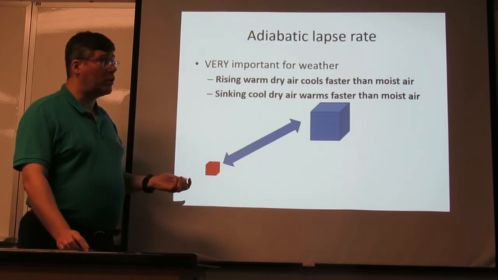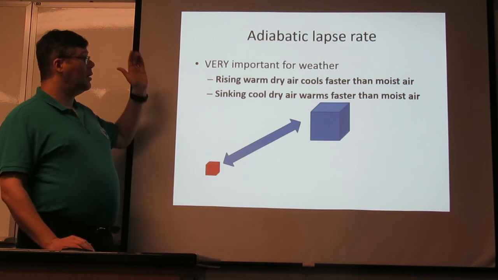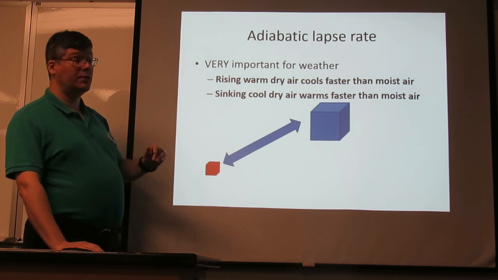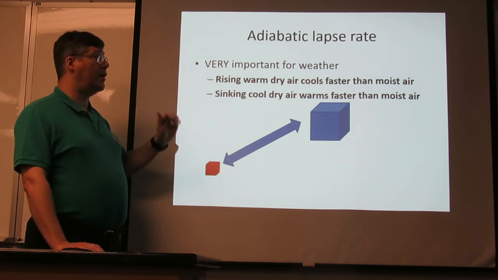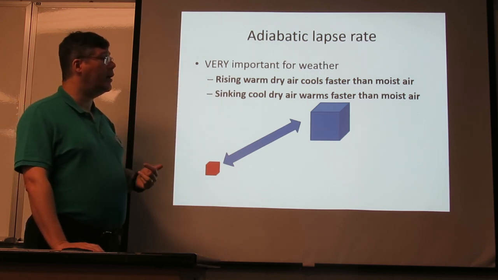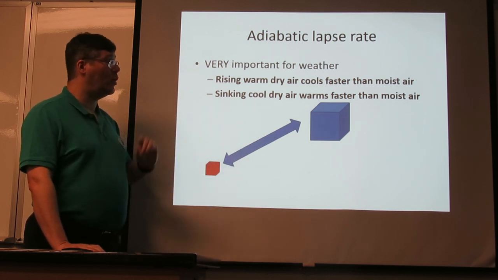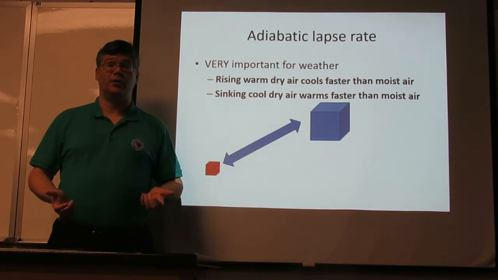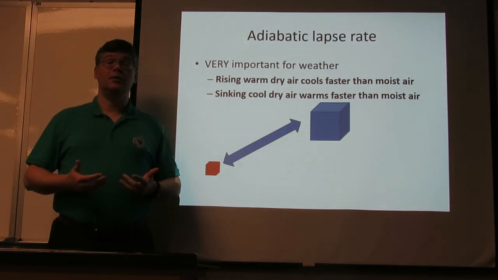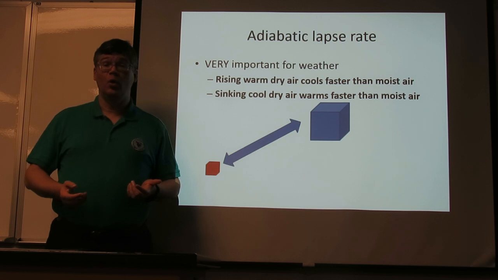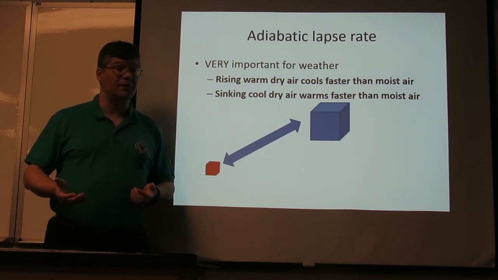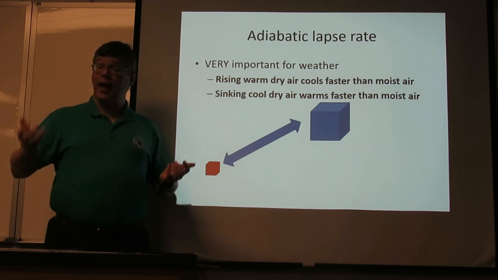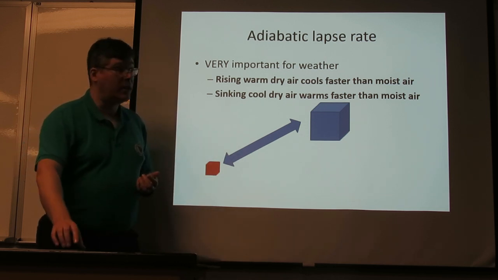This is very, very important for what happens to the weather. In base idea, rising warm dry air will cool off faster than rising moist air. Sinking cool dry air warms faster than moist air. So our dry air adjusts faster. Our wet air does not adjust very fast, which means our wet air is going to be out of balance. Our dry air gets into balance much more quickly. Out of balance, that's what can give us storms.